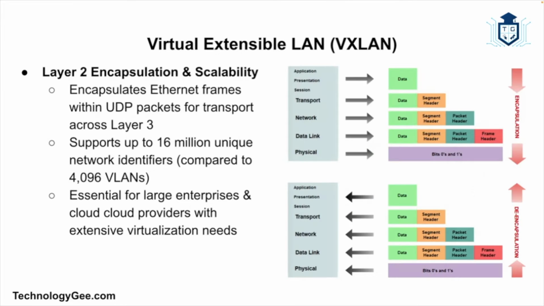Then we have what is called layer 2 encapsulation. So VXLAN uses layer 2 encapsulation to encapsulate Ethernet frames within UDP packets. And this allows for better scalability, which supports up to 16 million unique network identifiers compared to the 4,096 identifiers which are supported by traditional VLANs. And this scalability is essential for large enterprises and cloud service providers with extensive virtualized infrastructures.